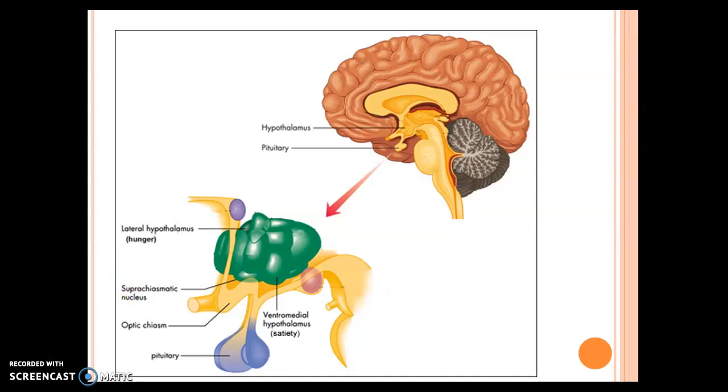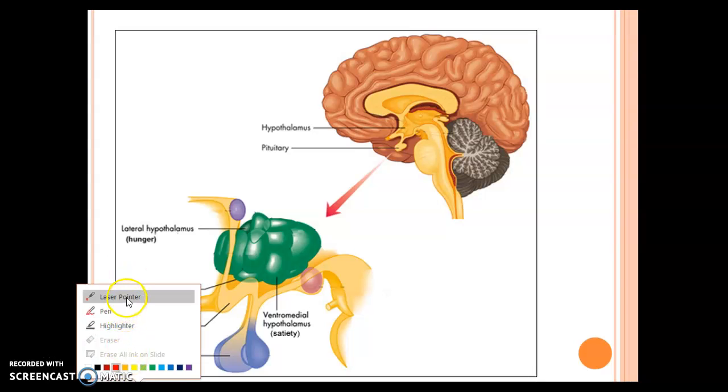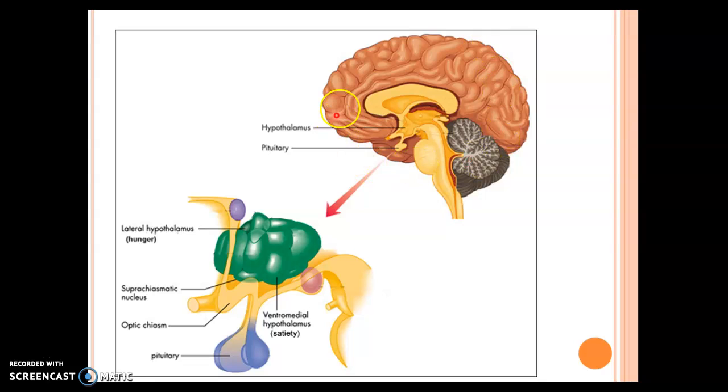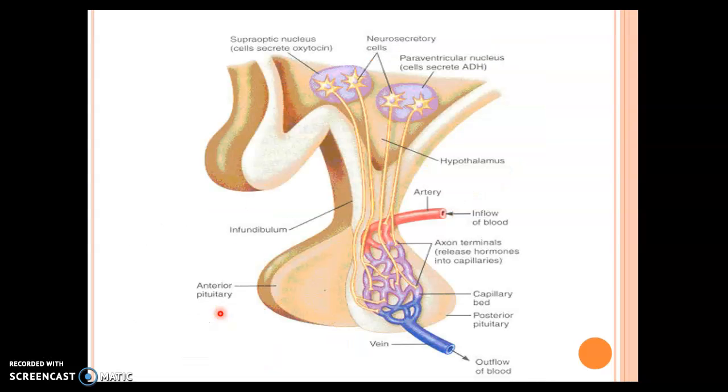So I'm going to get a laser pointer here. All right, so here we have the brain. Here we're dealing with the diencephalon. Here's the hypothalamus right here. And the pituitary gland hangs off of the hypothalamus and is branched into the anterior and posterior pituitary. Here we're looking at the hypothalamus, a little bit of a close up, and again, here's the hypothalamus with the pituitary hanging off.